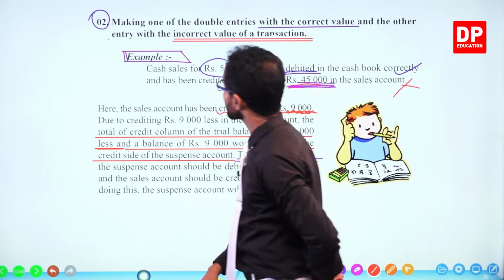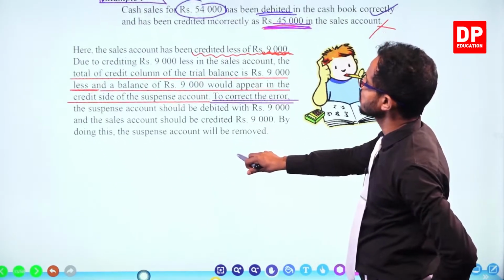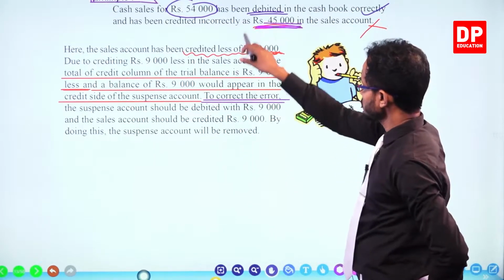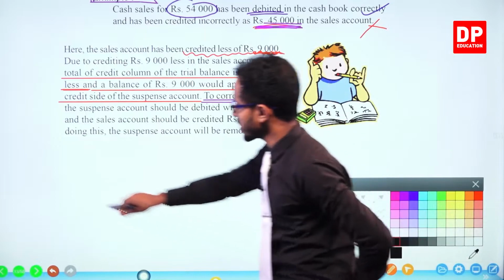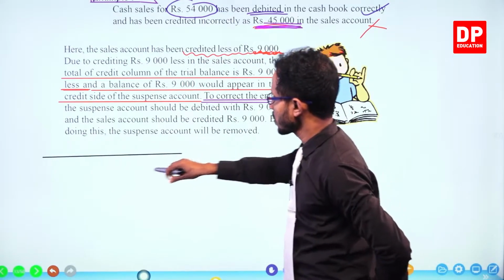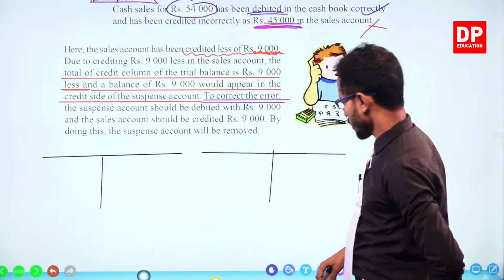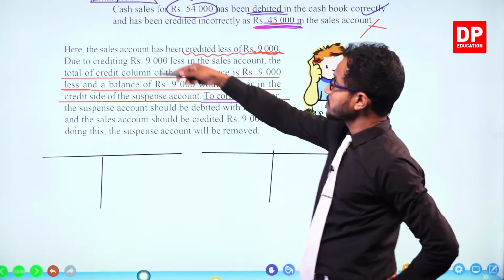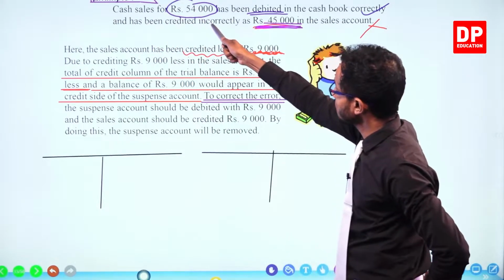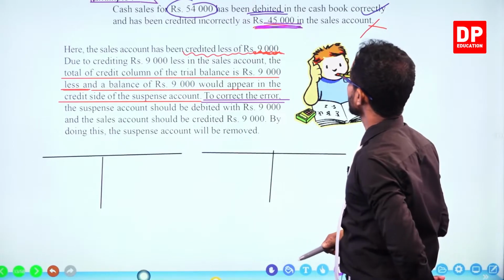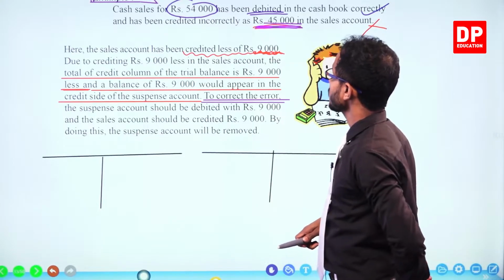All right, let's see. I'm going to draw some accounts. Actually, we need only 2 to show you this error and how to correct it. This is the first account. This is the second account. There you go, 2 accounts. Let's get this error. Cash sales of 54,000 has been debited in the cash book correctly.